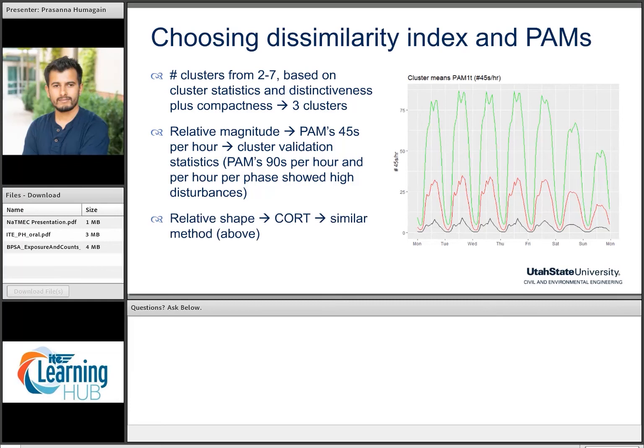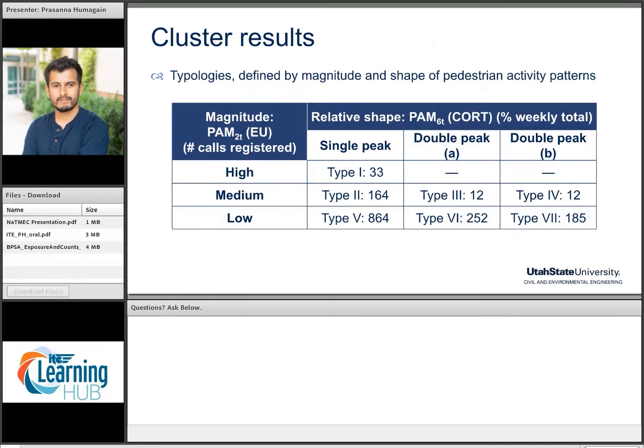Similarly, for identifying patterns within the intersections, we used CORT, or temporal correlation, and 3 clusters, and using CORT showed similar distinctions as shown in the figure here.